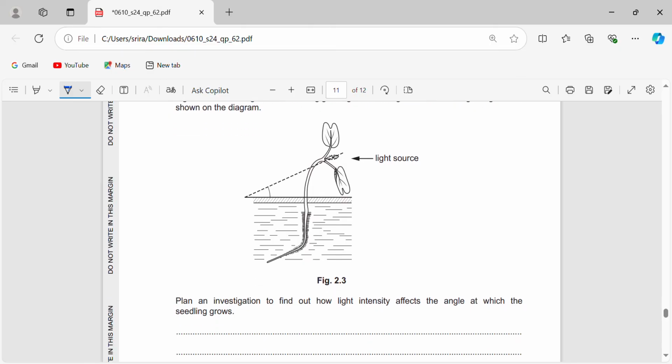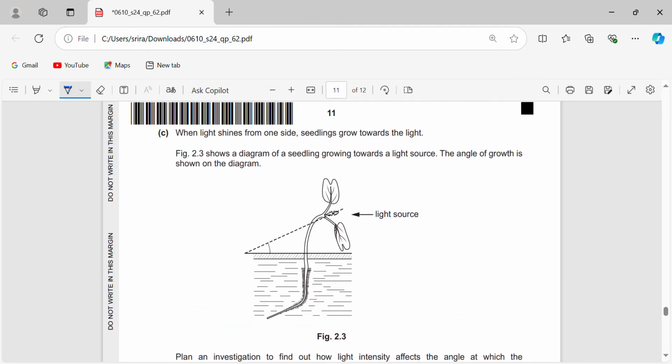So here you don't need to mention the dependent variable because they've already given it: affects the angle at which the seedling grows. That is our dependent variable. That's what's going to be changing. How light intensity affects. That phrase tells us that light intensity is the independent variable. So we had to identify that. That is 1 mark already in the bag. So 1 mark is for the IV.